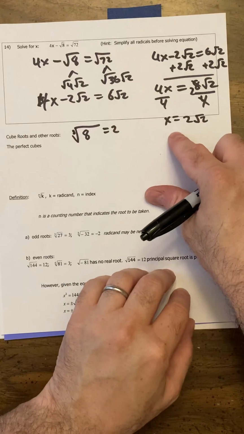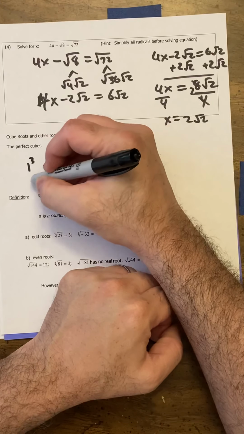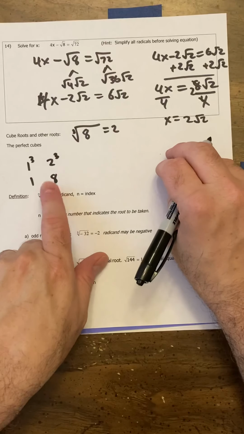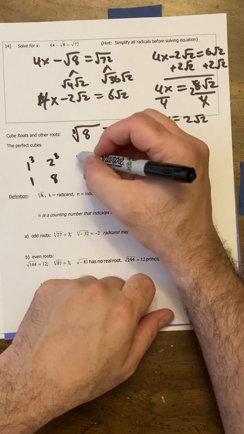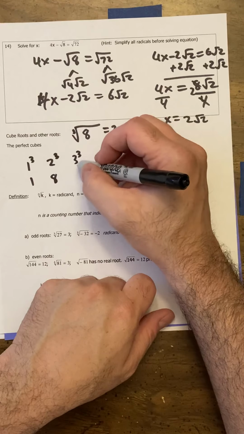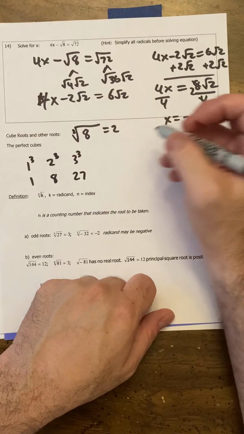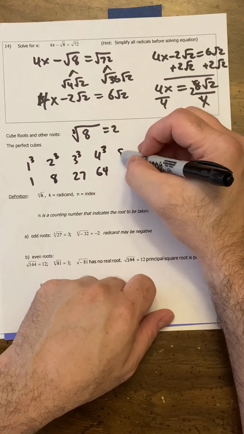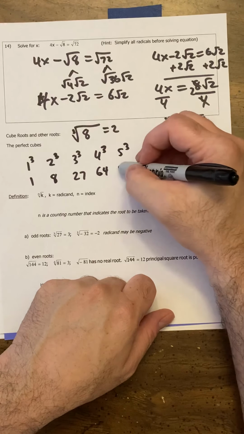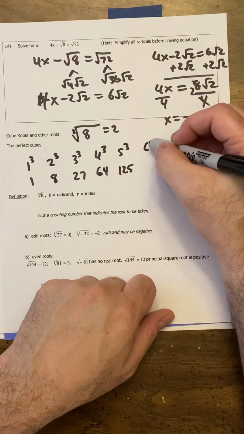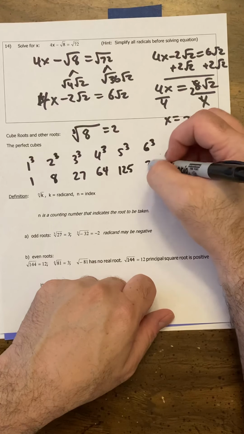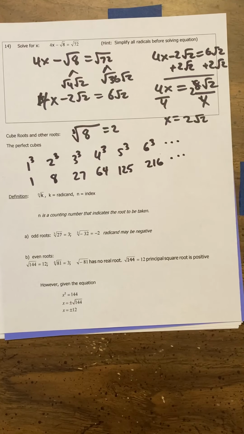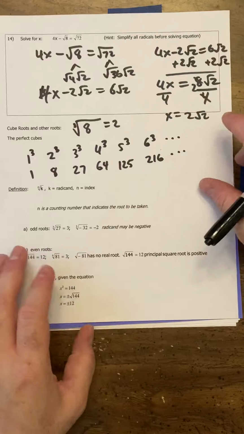And here's how you can generate the perfect cubes. 1 cubed is 1. 2 cubed, as we just learned, is 8. So when you see cube root 8, you know it's just going to be a 2. 3 cubed is 3 times 3 times 3 is 27. 4 cubed, 4 times 4 times 4 is 64. 5 cubed is 5 times 5 times 5 is 125. And we'll do one more. 6 cubed, 6 times 6 times 6 is 216. And this goes on, and you can create as many perfect cubes as you want. These are the perfect cubes here.